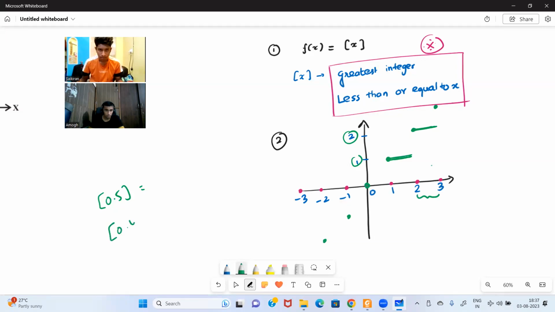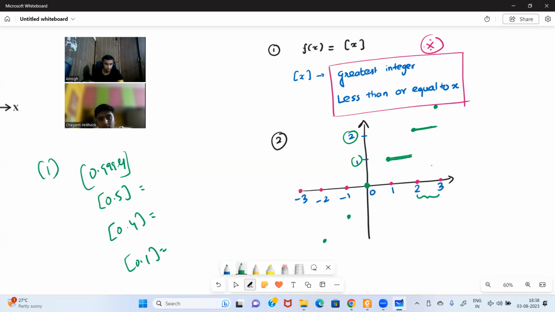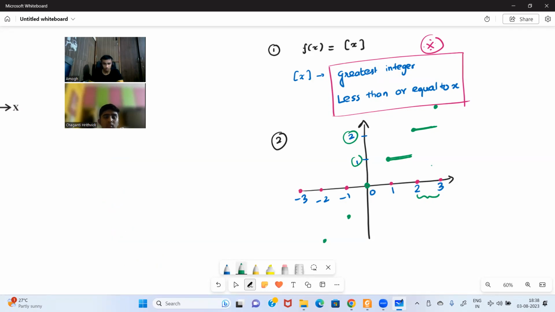Good. So what is 0.4? 0, sir. 0.1? 0. 0.99999? 0. Okay. What about 1? 1, sir. Excellent. So from 0 till a number very close to 1, little less than 1, the answer is going to be what? 0, sir. So for all these values, y value is only 0. That's why I'm marking it on the x-axis itself. Is it clear? Yes, sir. Excellent answer, Amok.